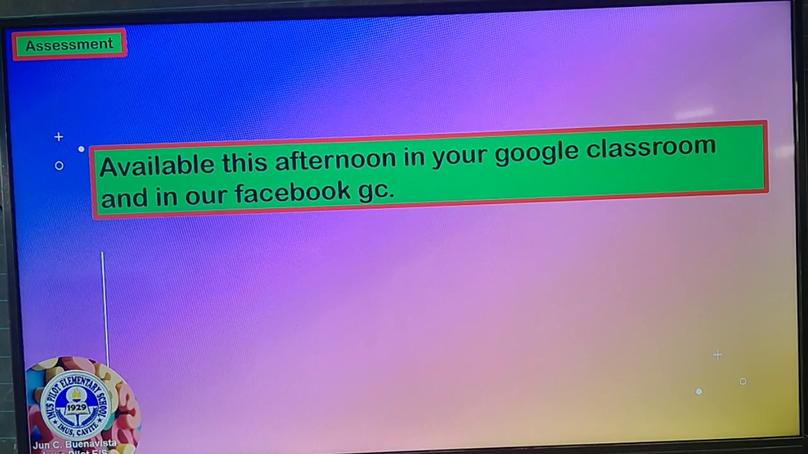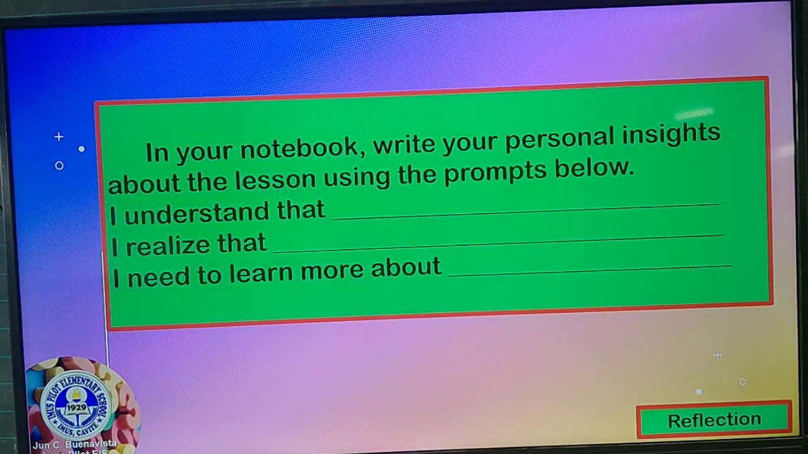Then after that, you are going to make your reflection. In your notebook, write your personal insights about the lesson using the prompts below. I understand that. I realize that I need to learn more about.